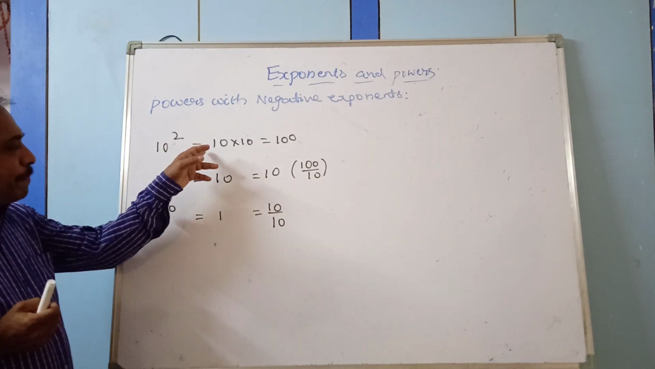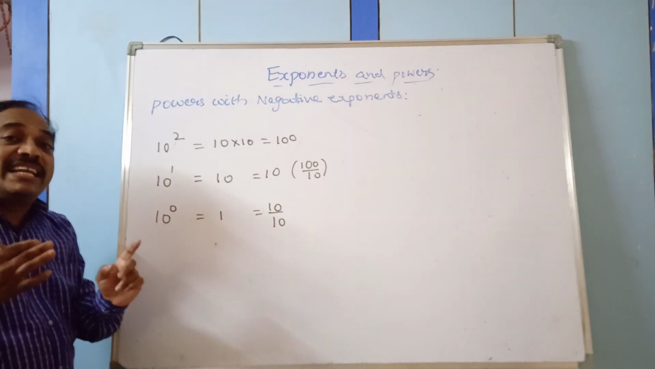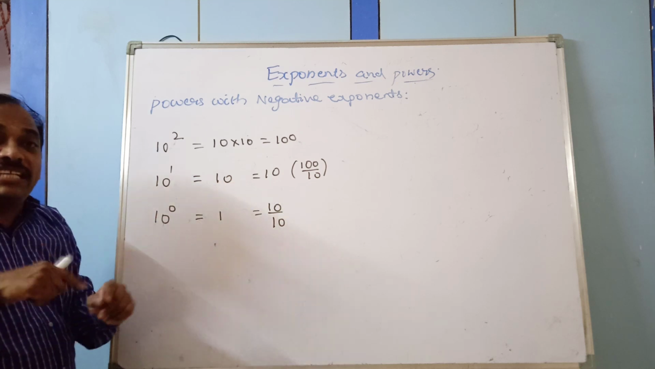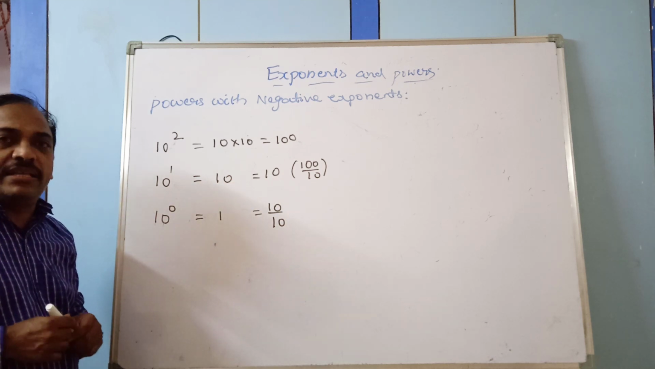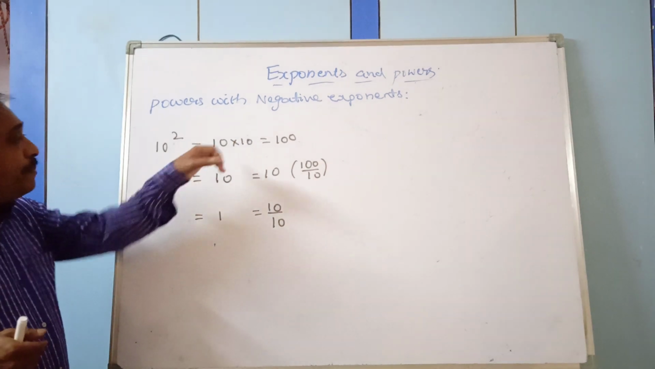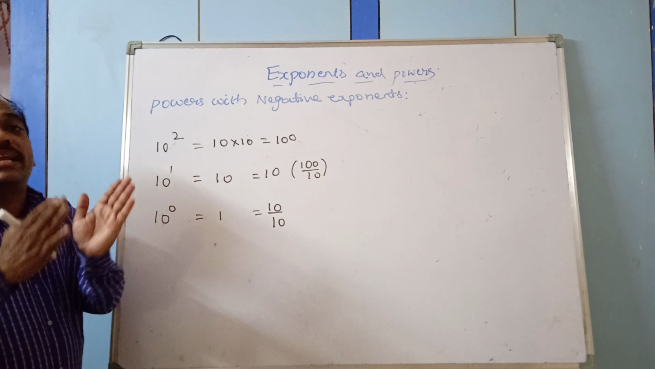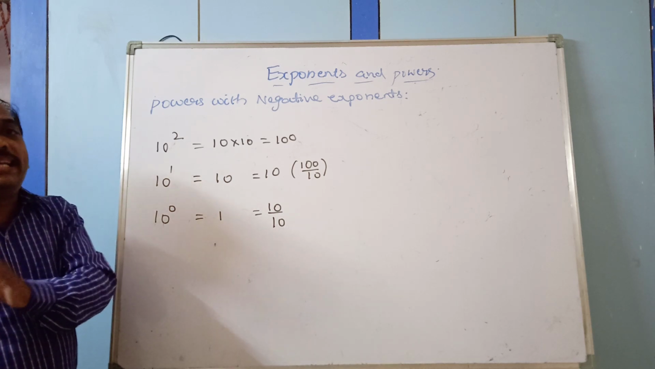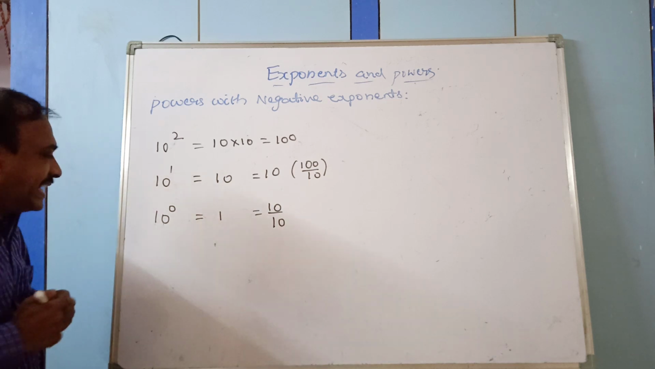As the power decreases, the value of each one is decreased by 1/10. It means we are dividing: when the power is decreasing, we are reducing the value, and it is reduced by 1/10. 1/10 means 1 by 10, or divided by 10.